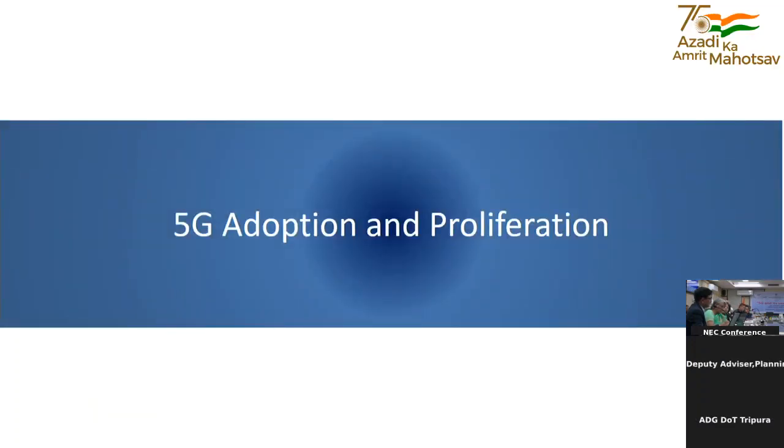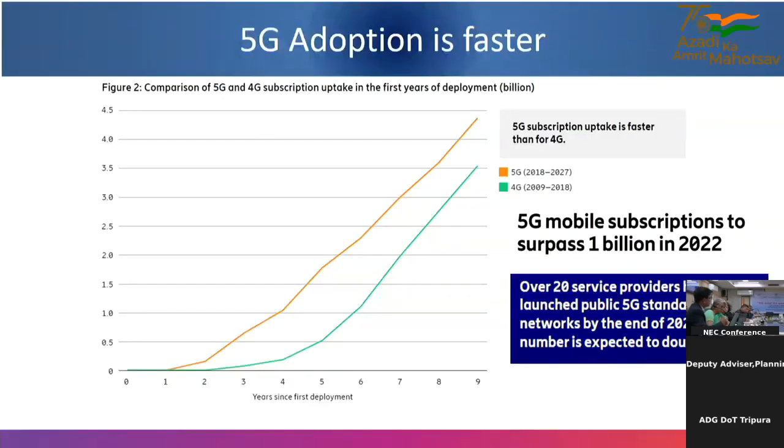So let us look at the 5G adoption and proliferation across the world. What is the status as of now? Because that will give us an idea, because technology comes and goes, many technologies may not survive. So this will give an idea of how fast we are going towards adoption of 5G. This particular graph shows that adoption of 5G is much, much faster than 4G. For example, whatever time it took for 4G to reach the 1 billion mark, that is 100 crore subscriptions of 4G, 5G is taking 2 years less. So it is kind of 2 years faster compared to 4G. That shows that adoption of 5G is very, very fast.